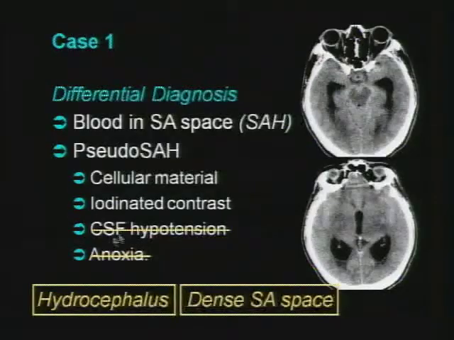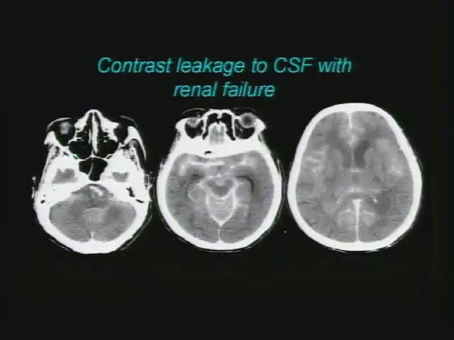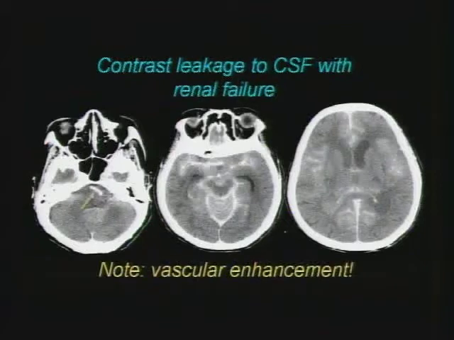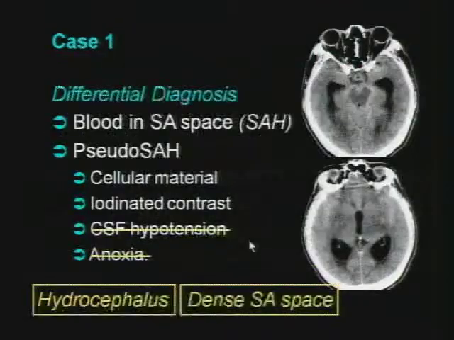So let's go back. We've knocked these off our list because we do have hydrocephalus in this case. Could there be contrast in the subarachnoid space? Well, he hasn't had a recent CT myelogram. He has not got renal failure and therefore leakage, and I just want to show you what that looks like. Patients who have renal failure and have had IV contrast, and if they have something like meningitis, some inflammatory process, the contrast can leak. This patient does not have anything but contrast in the subarachnoid space, but they have vascular enhancement as the key. So let's go back to our list. We're crossing off iodinated contrast.